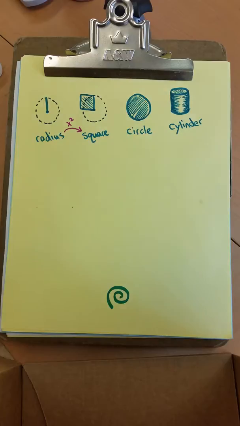To get from the square back to the radius, we do the opposite of squaring the number. We square root. So if the square has an area of 100, the radius is 10 because the square root of 100 is 10.